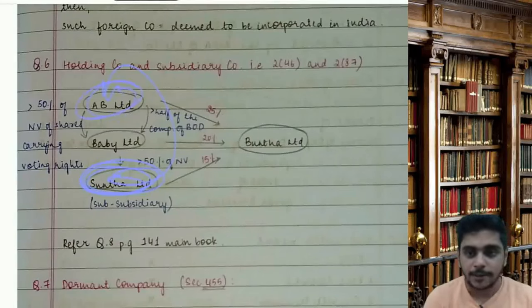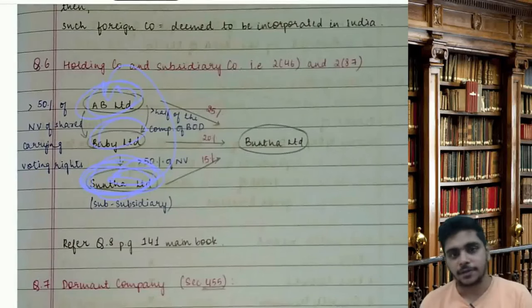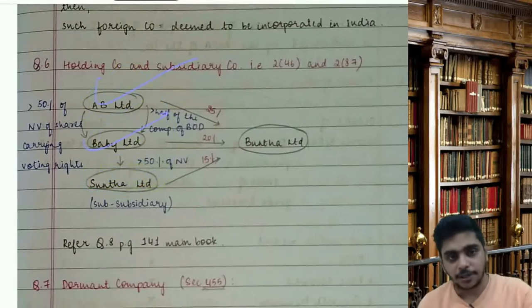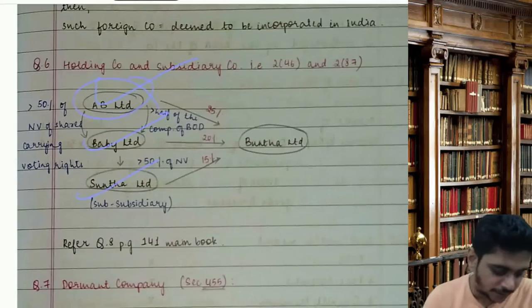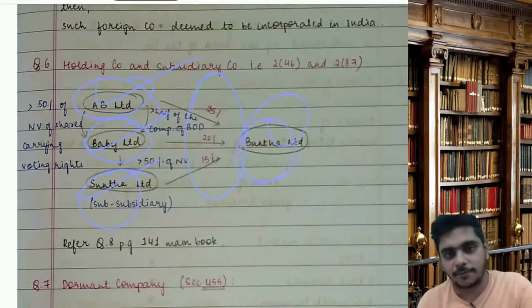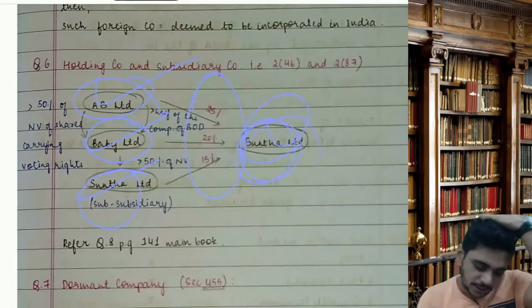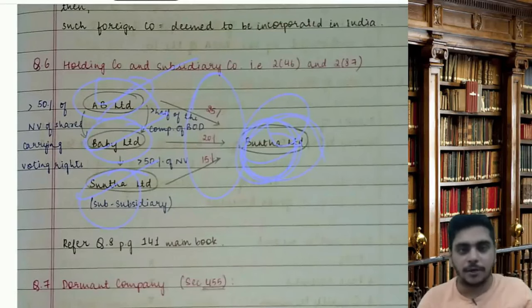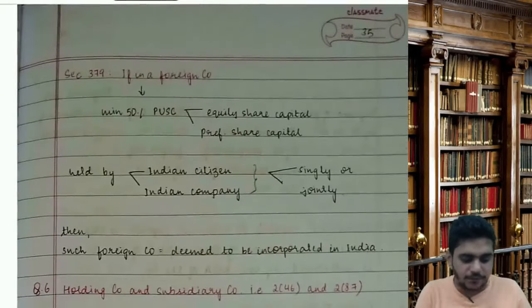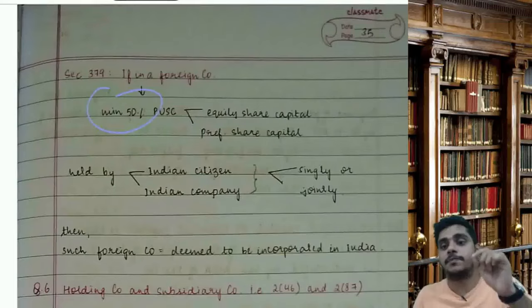So this is the holding company, this is the subsidiary, this is the sub subsidiary. If a holding company along with its subsidiary or subsidiaries holds more than 50% in this company, then this company becomes a subsidiary of the main holding company. Here you have to check more than 50%. In a foreign company, it was minimum 50%. In a government company, it was minimum 51%.